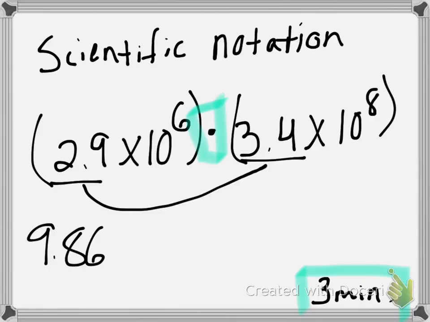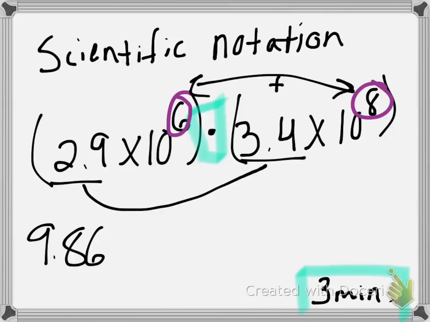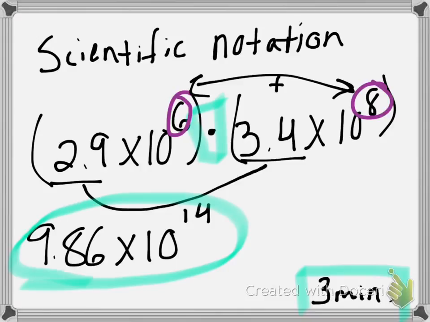Now, for exponents, I'm sorry, with exponents, when you're multiplying, you just add these together. So 6 plus 8 times 10, 6 plus 8 is 14. So my answer is 9.86 times 10 to the 14th power.